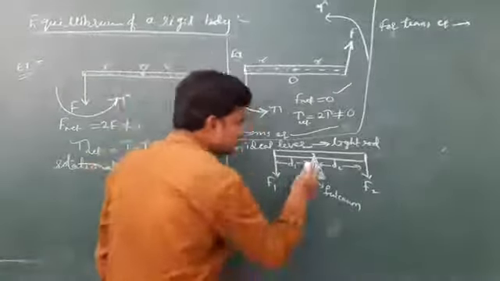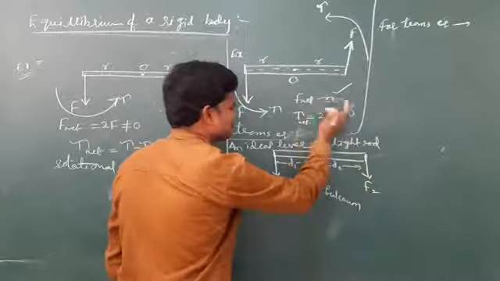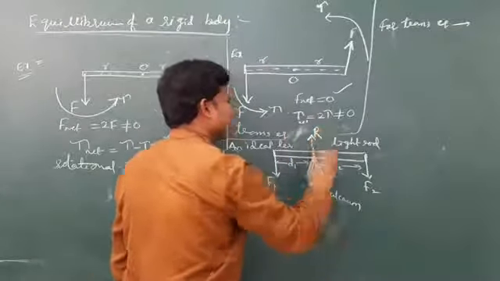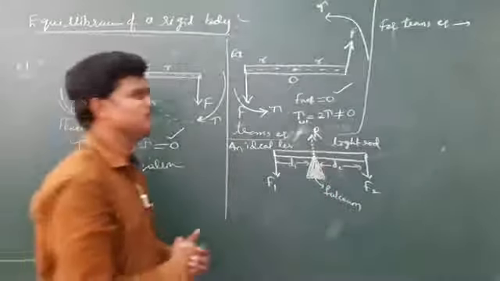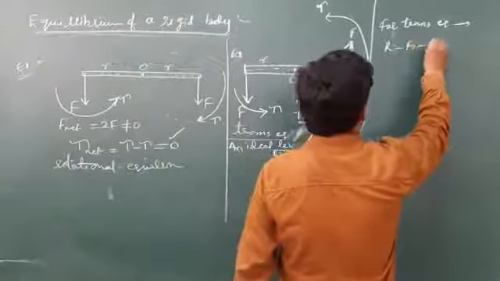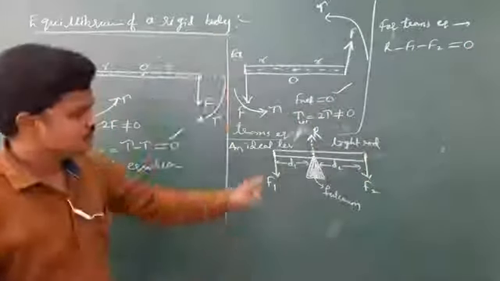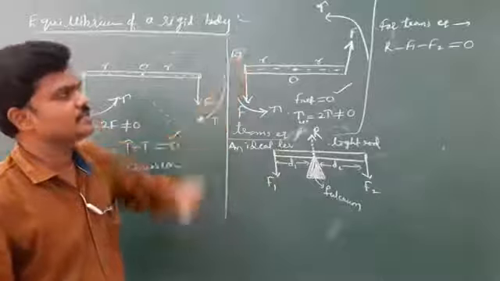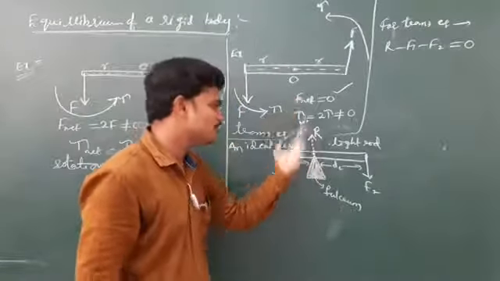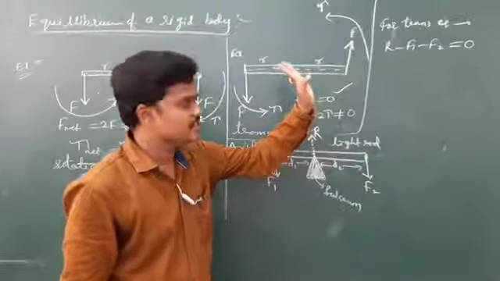Net force is 0 means this fulcrum is applying some force. No doubt that is the reaction force, the normal reaction force. So net force is 0 means R minus F1 minus F2 becomes 0. For the rod to be in translational equilibrium, the net force must be equal to 0. Upward forces are equal to downward forces.